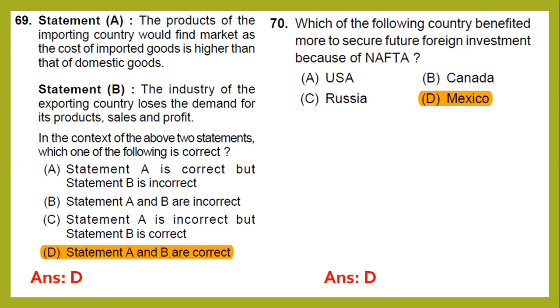70th question, which of the following countries benefited more to secure future foreign investment because of NAFTA? It is Mexico. Why? Because America, Canada and Mexico are the part of NAFTA. America and Canada are developed countries. Mexico is a developing country, so they are getting benefit of the development in America and Canada. So therefore, correct option is D.